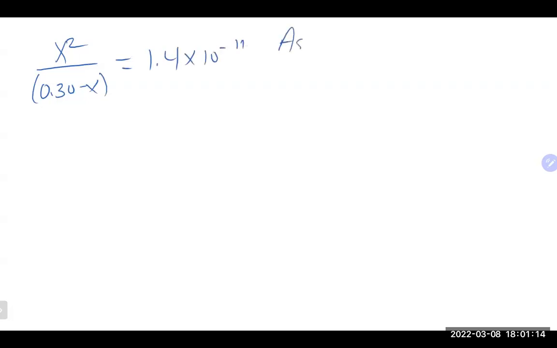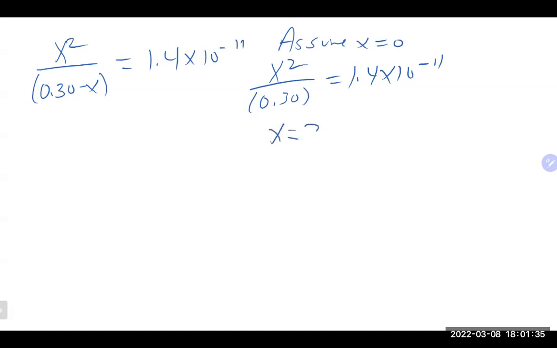That looks like a very small value, so I'm going to assume that x is equal to 0 in this case. That's going to give me x squared over 0.3 is equal to 1.4 times 10 to the minus 11. Going to multiply the 0.3 to the other side, also do a little square root action on it. And that will give me an x value of 2.04 times 10 to the minus 6. We do want to check it.